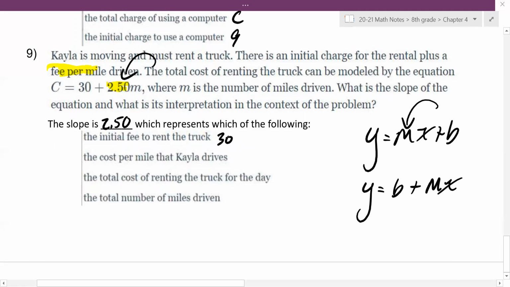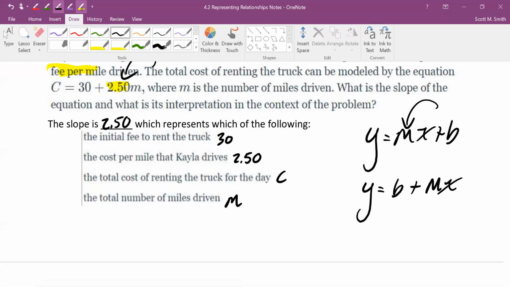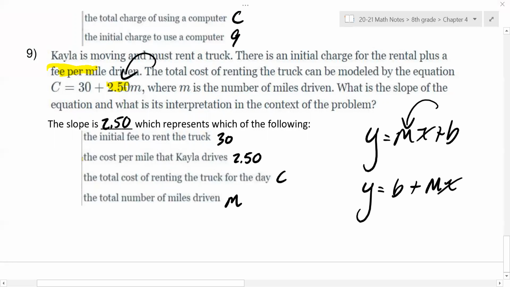The cost per mile that Kayla drives, okay, that's $2.50. The total cost of renting the truck per day, that's going to be C. The total number of miles driven, that's going to be M. So which one of these matches up with that? Well, thanks for asking. It's going to be the total cost per mile that Kayla drives. Now, I don't expect you to write the 32.50, C and M. I'm just doing that for demonstrative reasons.